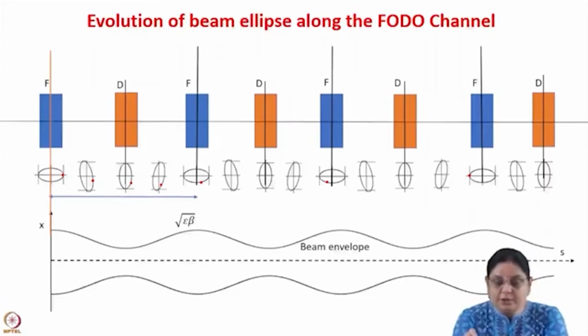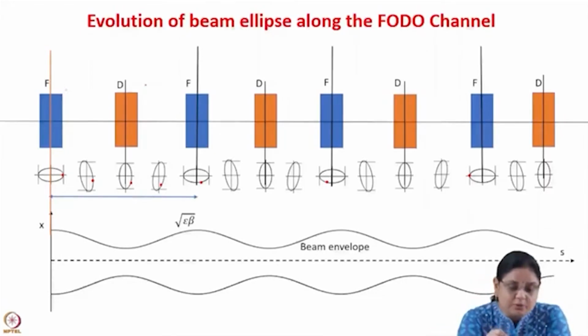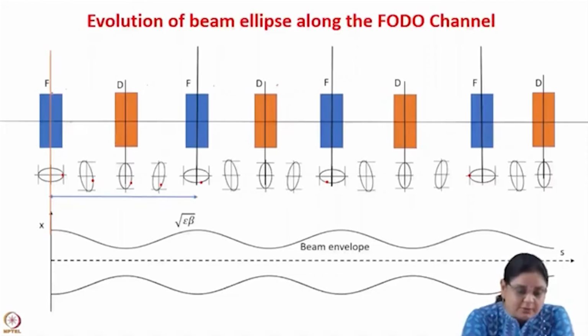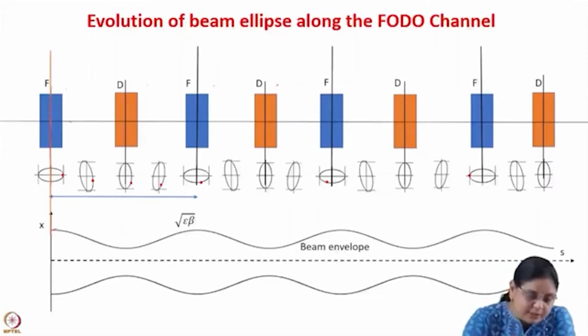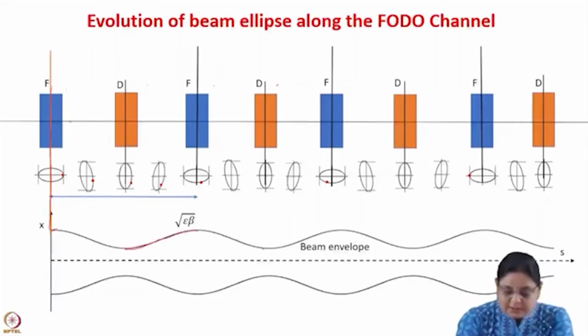Now we can see the evolution of a beam through a FODO channel. So we have a focusing quadrupole followed by a defocusing quadrupole, again a focusing quadrupole, defocusing quadrupole. In between there is drift space. In the focusing quadrupole, the beam gets focused. So you see that we have taken this at the middle of the focusing quadrupole. The beam is getting focused here. In the defocusing quadrupole, the beam gets defocused. So you can see the beam gets defocused here. This is the beam envelope, and this is given by square root of beta epsilon.